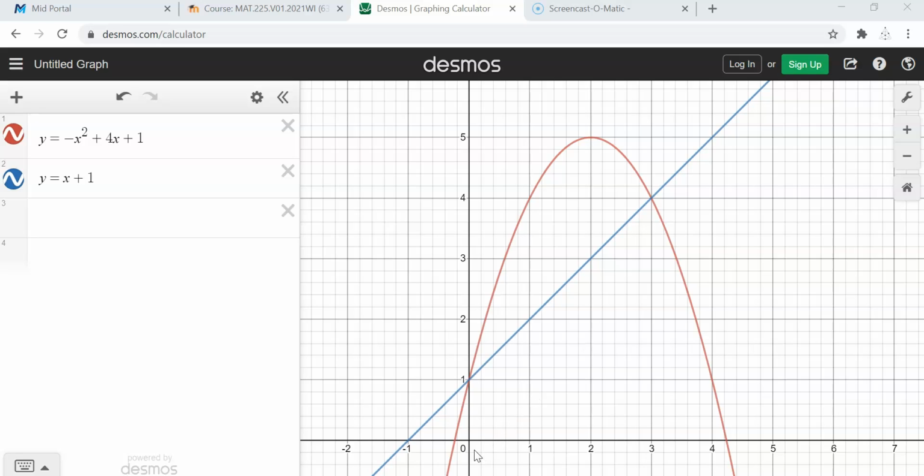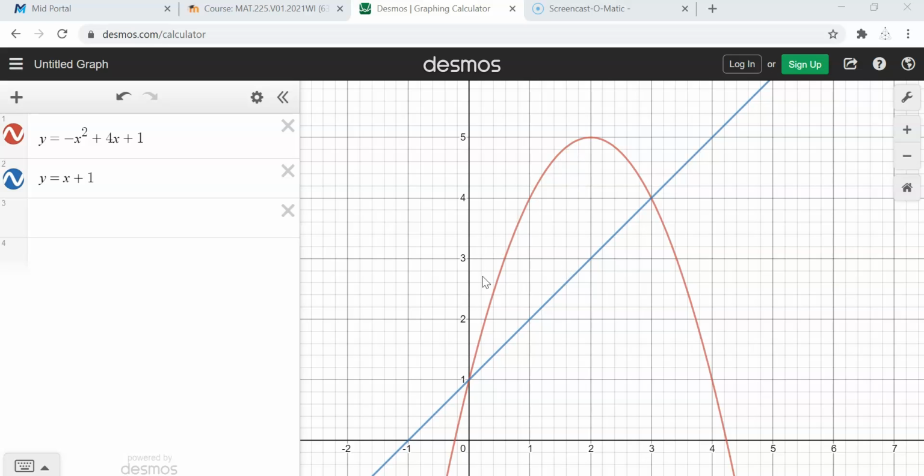So when we integrate, we're going to integrate from 0 to 3 because that's the start and stop x value of my region, of my bounded region there. Now, the other thing we have to do, as always, is say which curve's on top.